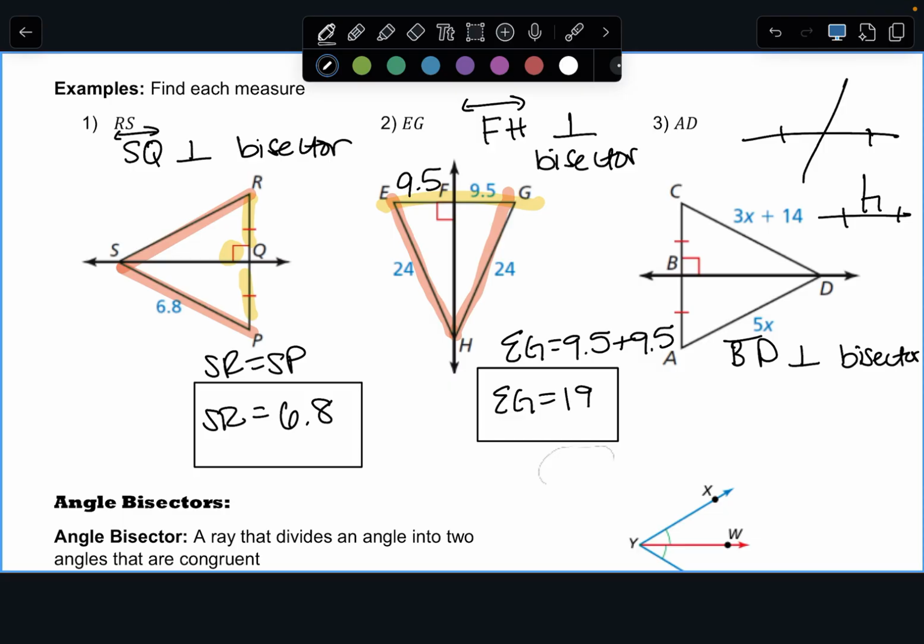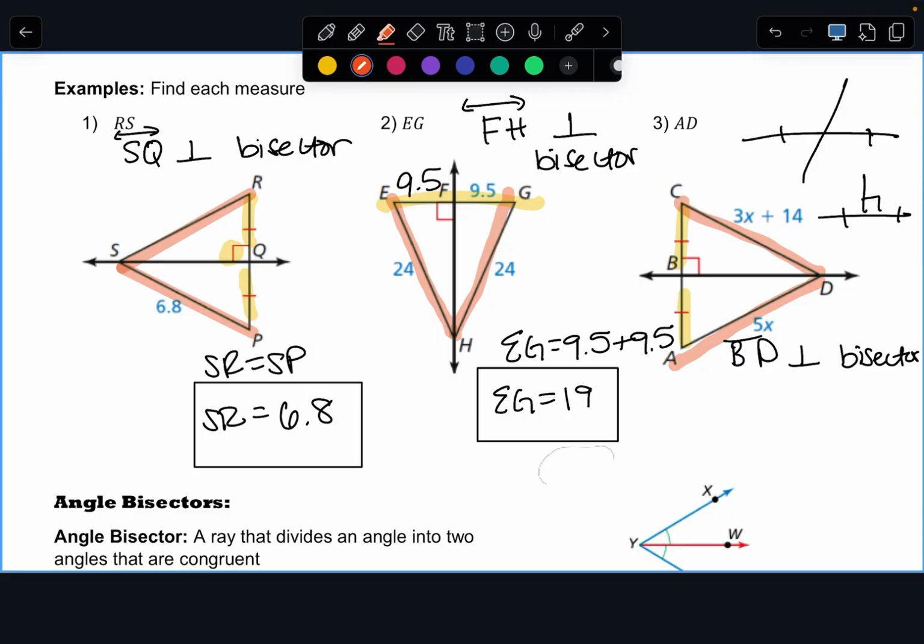And now we can use my theorems. If I have a perpendicular bisector, I know two things. I know these two segments are congruent because of the midpoint. What else? What other two segments do I know? AD is congruent to CD. Boom.